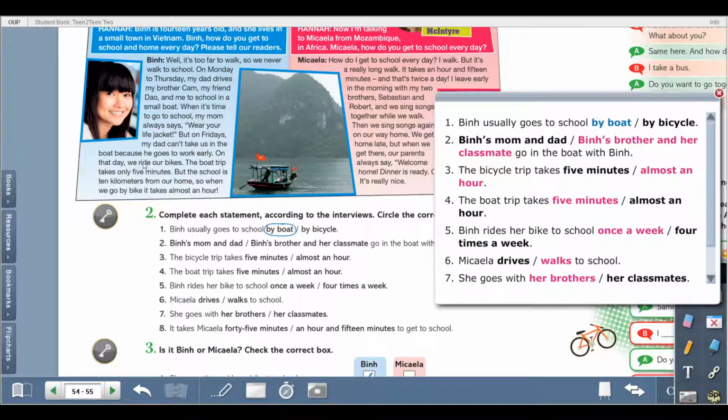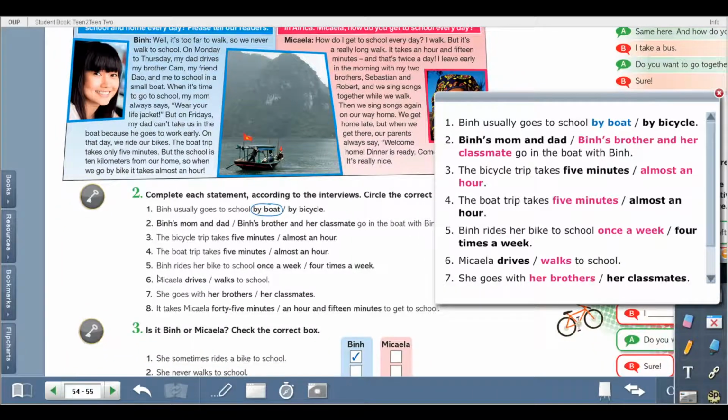You see, we ride our bikes. The boat trip takes only 5 minutes, but the school is 10 kilometers from our home. So when we go by bike, it takes almost an hour. So that's why almost an hour. 4. The boat trip takes 5 minutes, almost an hour. Which one? 5 minutes. The boat trip, 5 minutes. 5. Bin rides her bike to school once a week, 4 times a week.